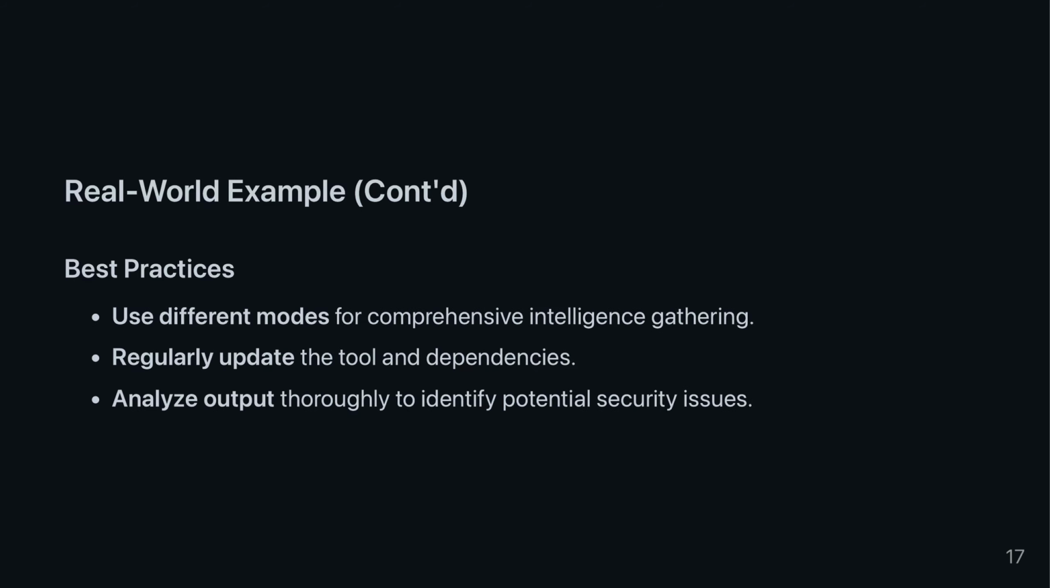In our real-world example continuation, we now focus on the best practices for leveraging our intelligence gathering tool effectively. First, it's essential to use different modes to ensure comprehensive intelligence gathering. This approach enables you to uncover a broader spectrum of potential issues. Next, regularly updating the tool and its dependencies is crucial to keep up with the latest security threats and vulnerabilities. Finally, thoroughly analyzing the output is key. This in-depth analysis helps identify and address potential security issues, ensuring the target's infrastructure remains secure. By adhering to these best practices, we can improve our security posture and mitigate potential risks more effectively.